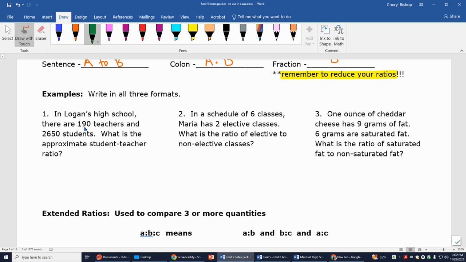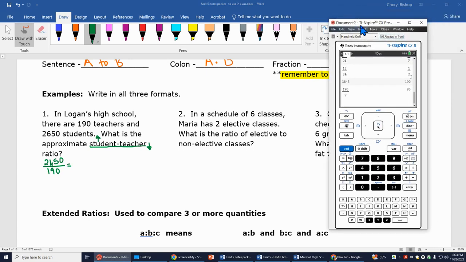In Logan's High School, there are 190 teachers and 2,650 students. What is the approximate student-teacher ratio? So the way they've asked me, student-teacher, since student is listed first, that's going to go in my numerator, and teacher is listed second, so that's going to go in my denominator. So the number of students I have is 2,650. I'm going to put that over the number of teachers I have, which is 190 teachers. And then I want to make sure I reduce that.